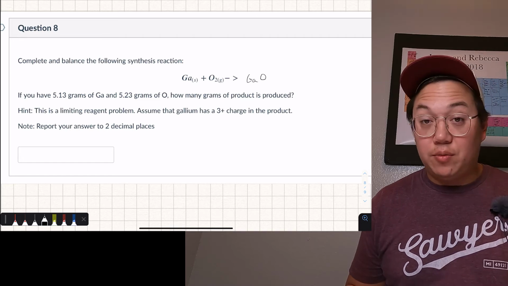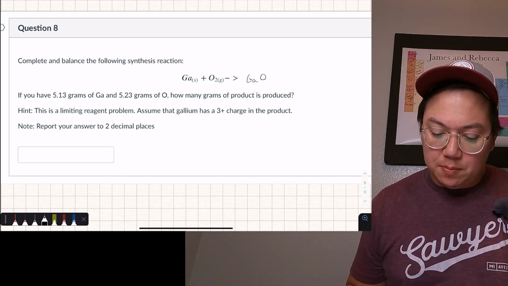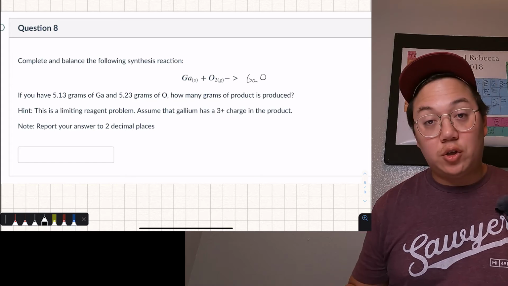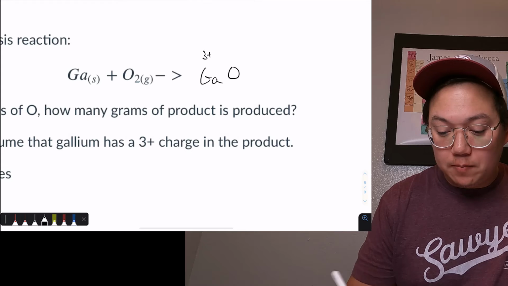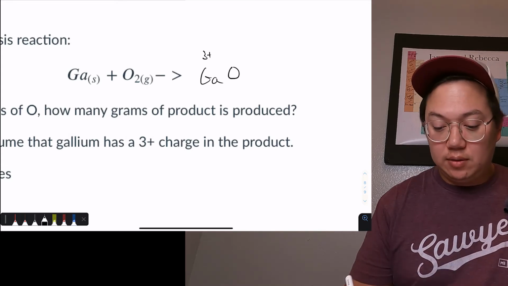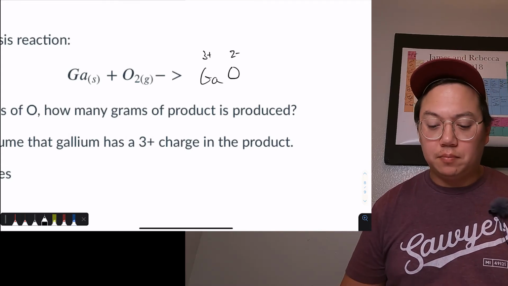And we're given some hints here as well. Hint: this is a limiting reagent problem. All right, that's a good hint. Assume that gallium has a 3+ charge in the product. Awesome, so that lets us know this is a 3+. And we know that oxygen is a 2-.